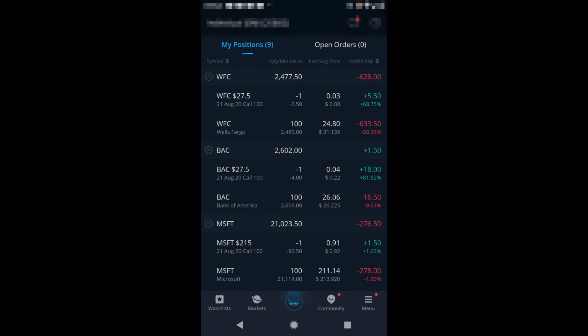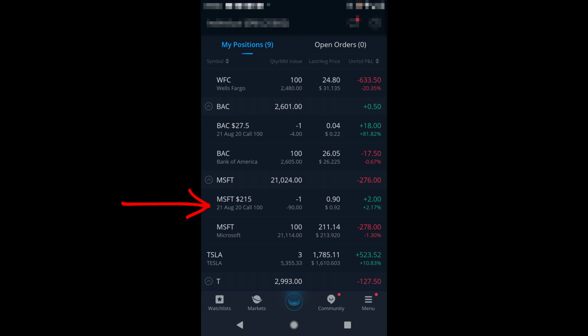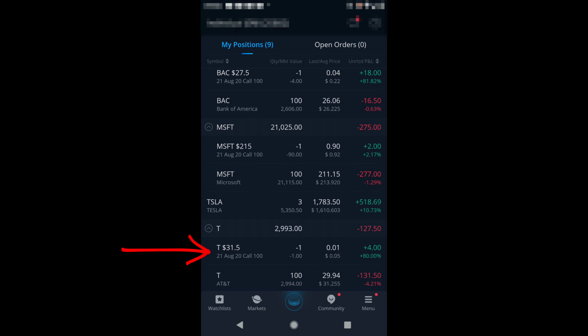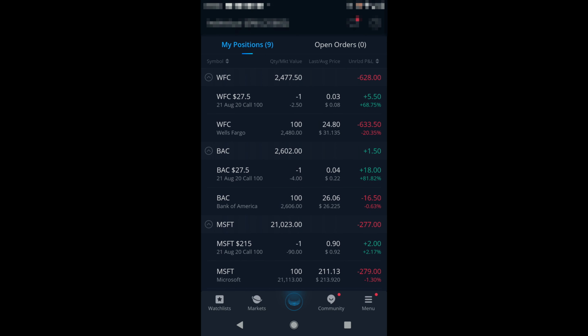So we do have a Wells Fargo covered call, a Bank of America covered call as well, a covered call for Microsoft. We do have some Tesla shares, and we do have a covered call for AT&T. So there's a couple reasons why you would want to buy back a contract.